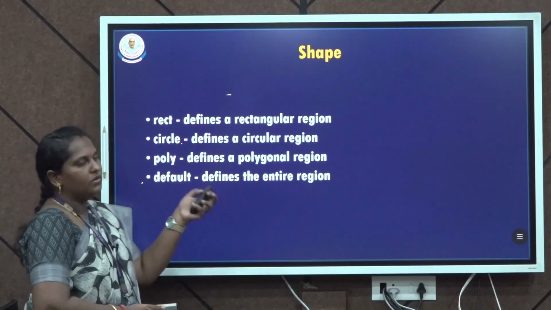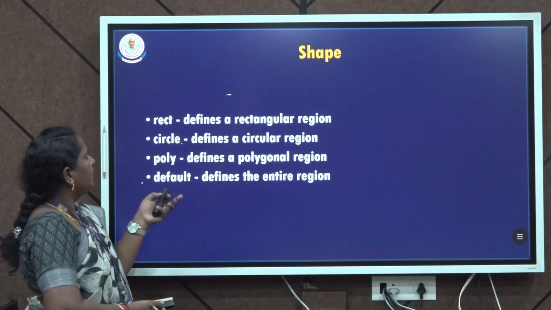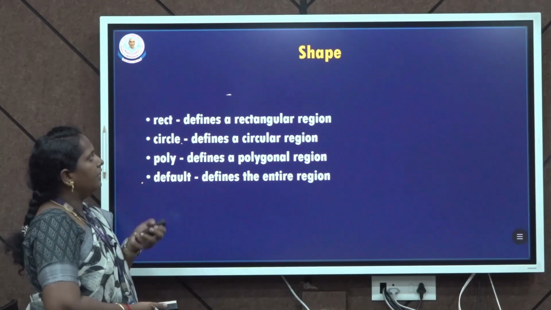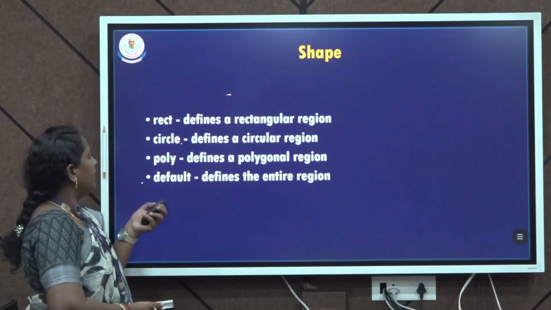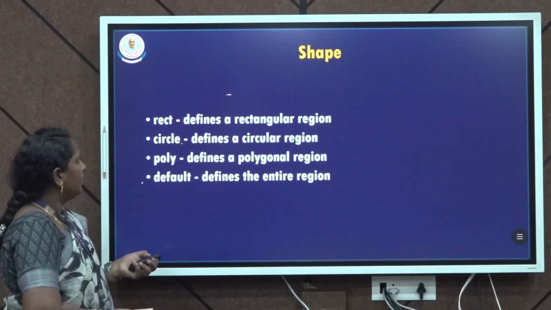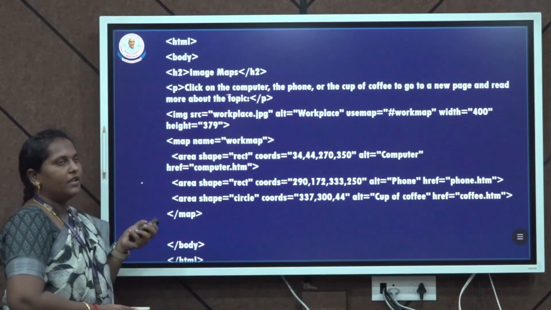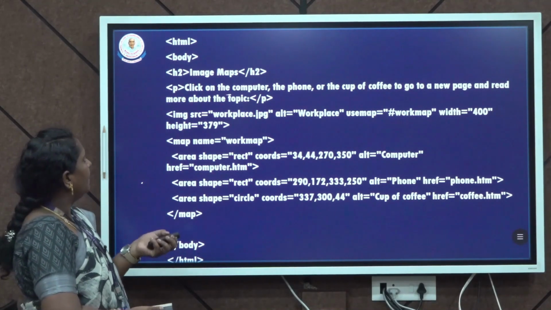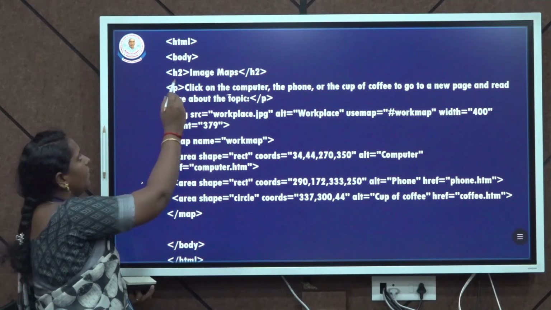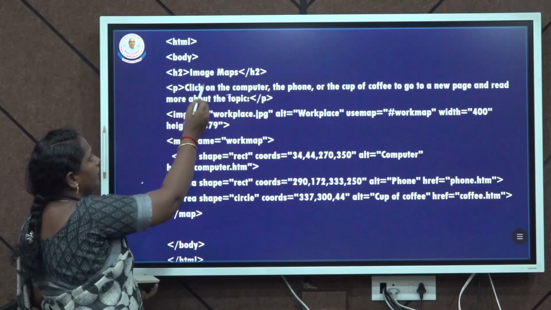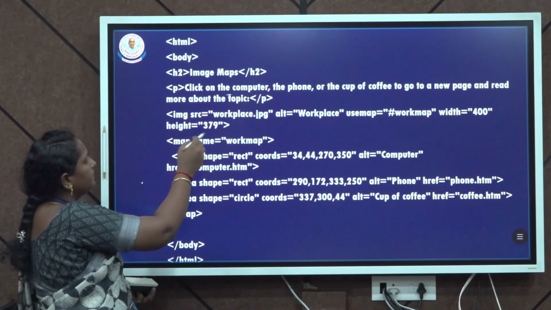If I want to insert a rectangle shape in my image, we can define the rectangle. If I want to define a circular region in my page, we can insert this circular shape. So, this is the sample code for inserting an image map. The first one is the HTML tag and then the body tag. Here my heading is image map, and then I mentioned some paragraph here.